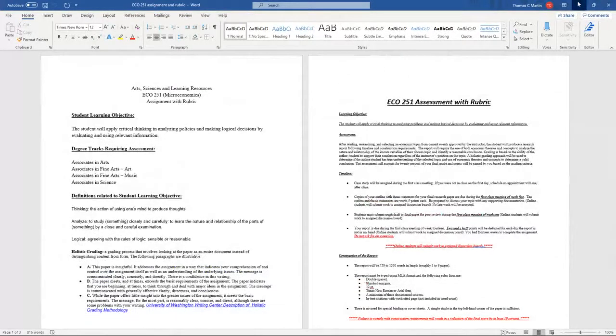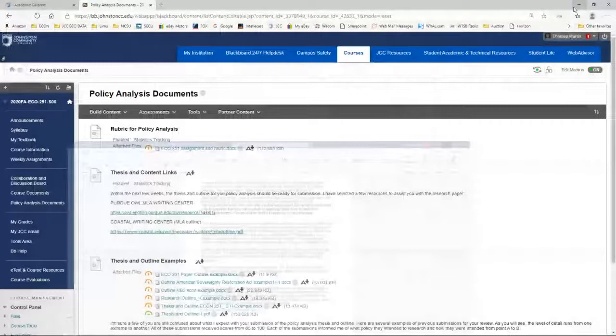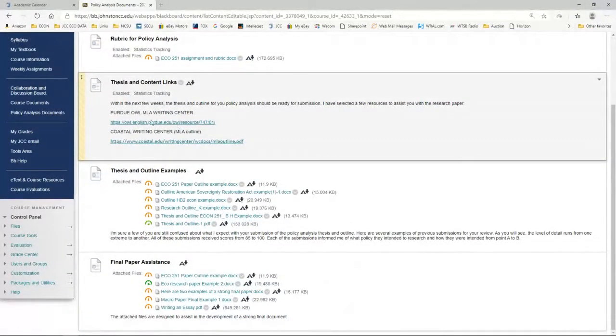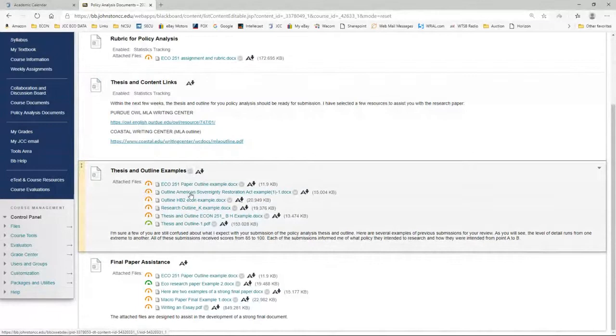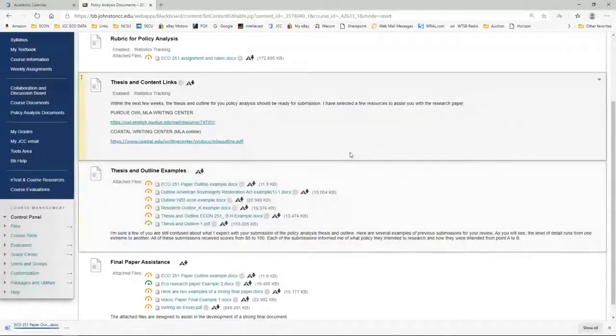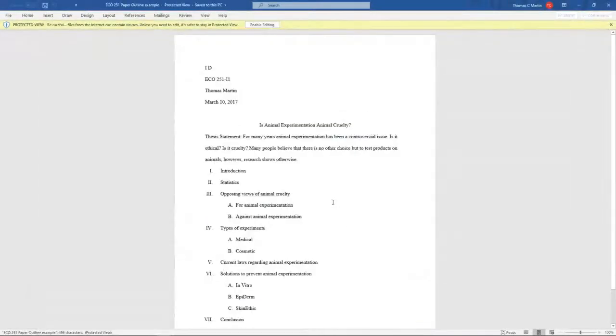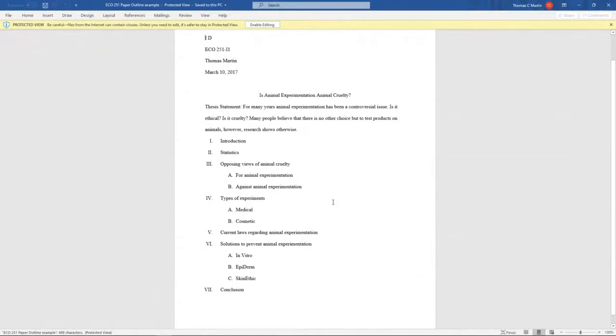I also give you examples. There are some thesis and content links. If any of these links do not work, let me know. They occasionally change the addresses, and I'll just have to go find it and relink it. Here are examples of the thesis and outlines. This one is very simple. They receive full credit. It doesn't have to be long and drawn out. I just want to know what policy you're looking at and how you're going to approach it.